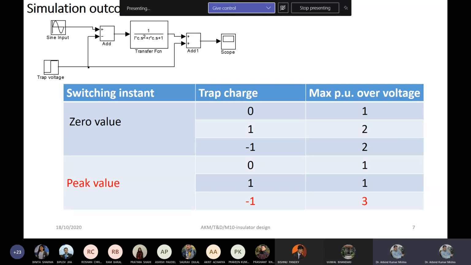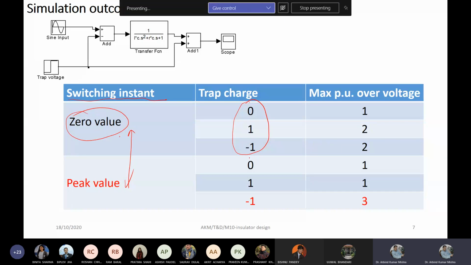So our concern was what will happen if the switching instant changes. The switching instant could be between two extreme conditions: the peak value, or crossing at 0 itself. And for each case, the trapped charge of 0, 1 or -1 is relative to the peak value of the sine wave.